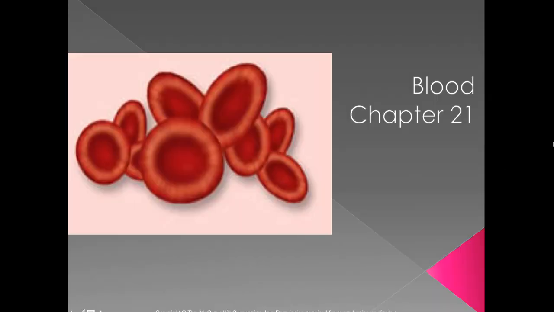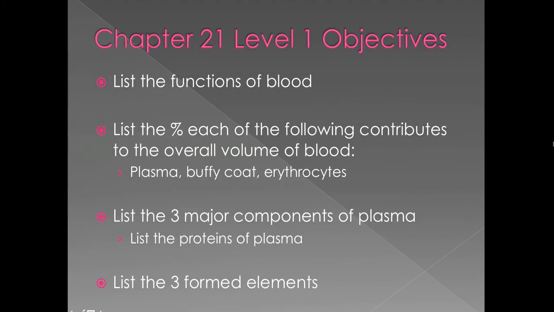Today we are starting our new unit, beginning with blood. We have here your level 1 objectives listed. They include things like listing the functions of blood, and the percentage of each of the following that contribute to the overall volume of blood, being plasma, buffy coat, and erythrocytes. So I want to know what percentage of plasma contributes to the overall volume of blood, and what percentage of the buffy coat contributes to the overall volume of blood, and we'll talk about that in a little bit.